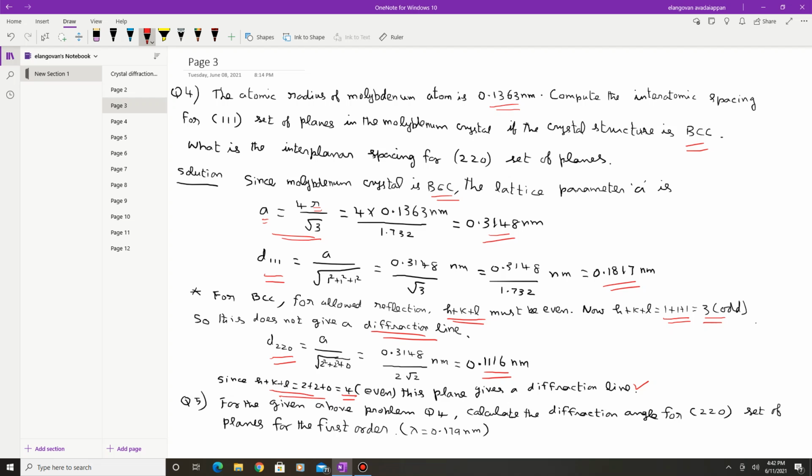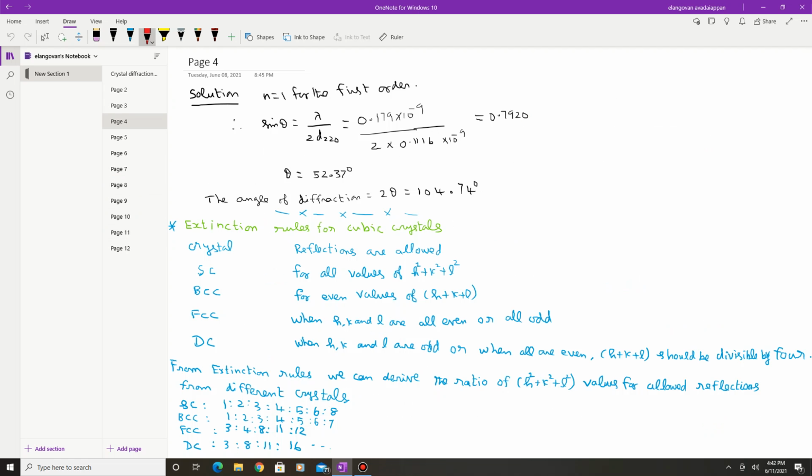Now let us go to question number 5. For the given problem, problem number 4, calculate the diffraction angle for 220 set of planes for the first order. n is equal to 1 for the first order. So sin theta is equal to lambda divided by 2d220. You can get a diffraction only for this plane. So let us calculate this value, lambda by 2d. So this value of d is already calculated, and the lambda used is 0.179 times 10 power minus 9 meter. So once we substitute, sin theta value is found, and theta is 52.37 degrees. So this is a glancing angle.